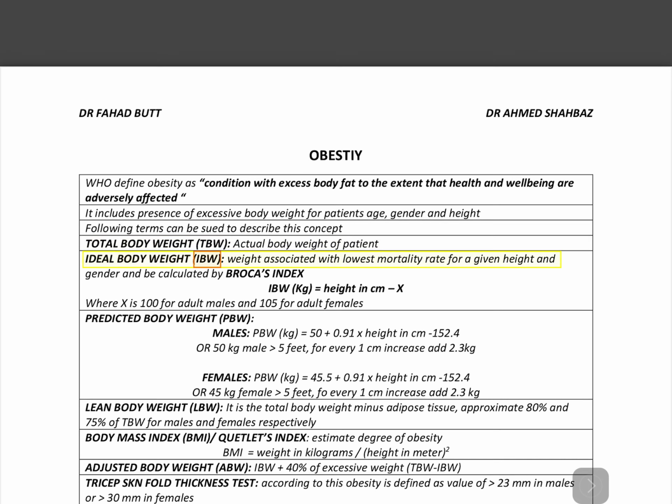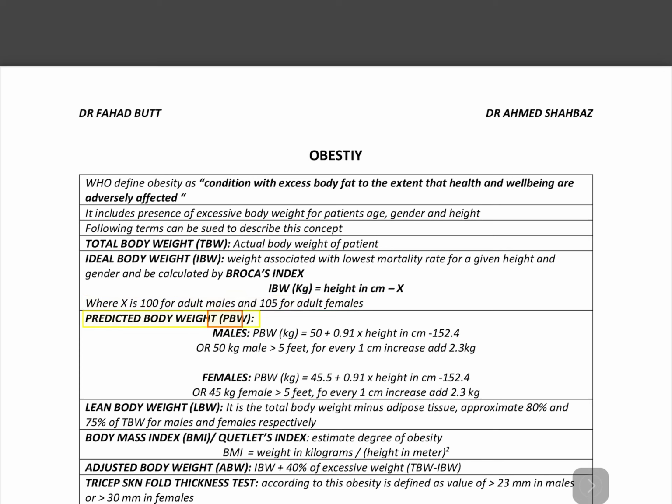weight, IBW, the weight associated with the lowest mortality rate for a given height and gender, which can be calculated by Broca's index. IBW in kg equals height in cm minus x, where x is 100 for adult males and 105 for adult females.